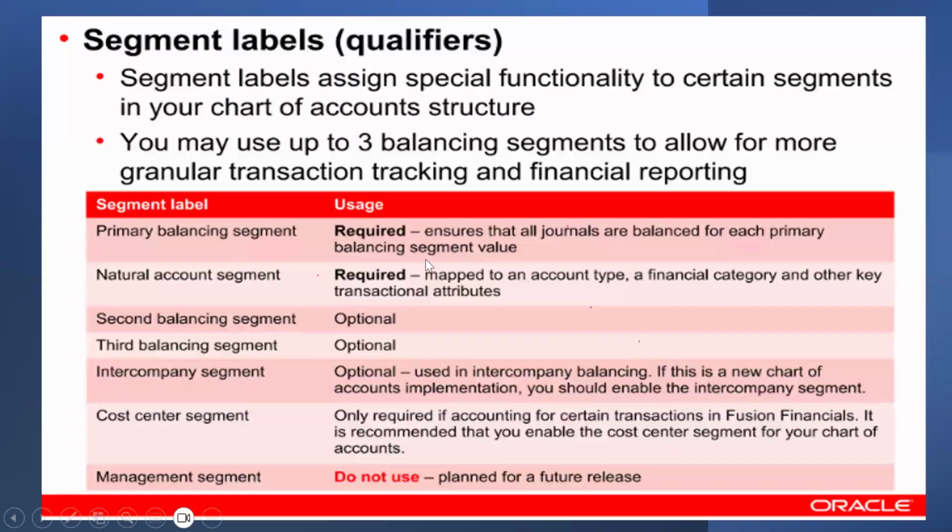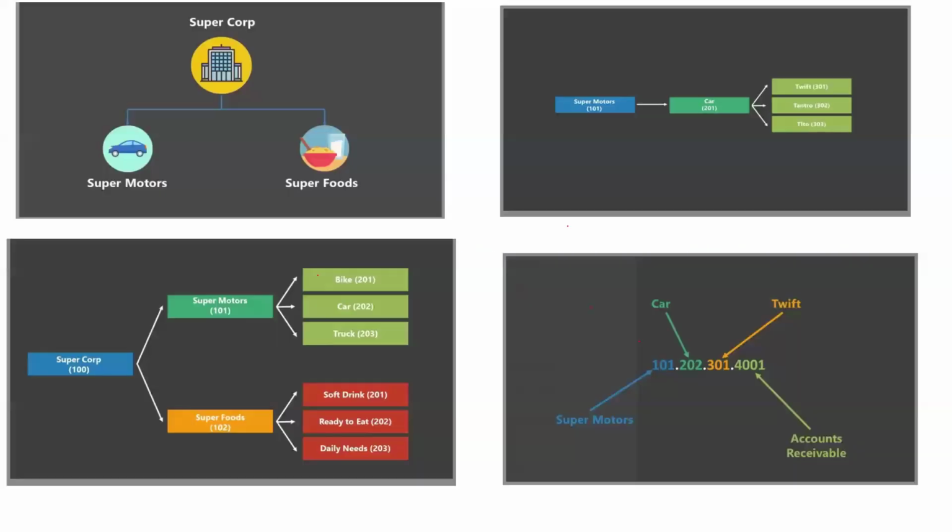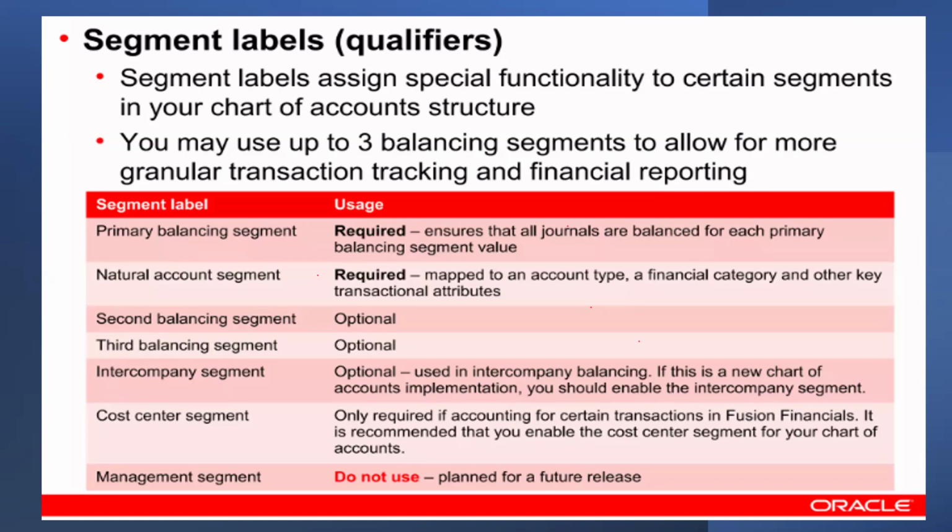Now you can see segment label. What is a segment label? In the above example, we created one segment: above is the segment label, below is the value set. We discussed the segment, its significance, that a segment is nothing but a key flexfield, and the importance of the value set. Now we are discussing the above ones: primary, secondary, natural account. Those are segment labels. Segment labels are created for each segment level, and the significance changes.